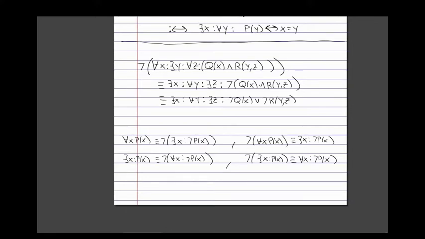So the opposite of the statement for all X there exists a Y such that for all Z, Q of X and R of YZ is true, that statement is negated by the statement there exists an X such that for all Y there exists a Z such that either not Q of X is true, or not R of YZ is true. That's the opposite of the statement we started with.